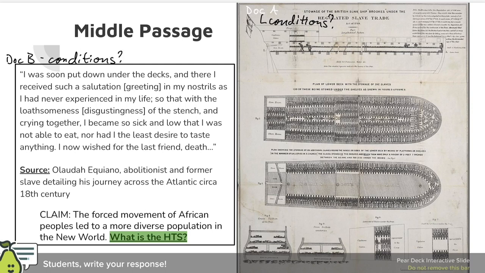So I was soon put down under the decks, and there I received such a salutation in my nostrils. What does that mean, salutation? Salutation just means a greeting.